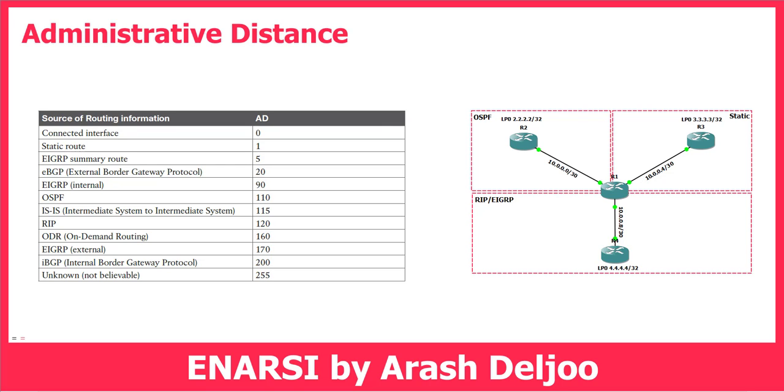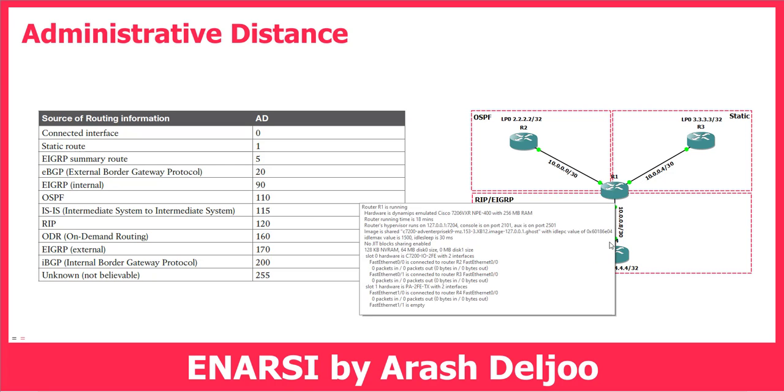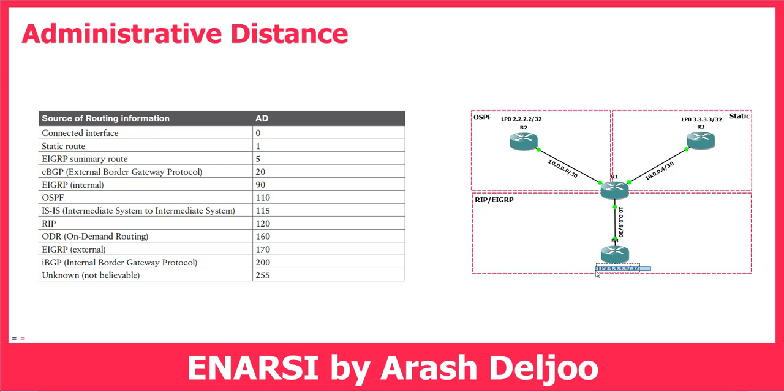For example, assume that in this scenario, in this part, we have R1 and R4, and here we have two routing protocols. The first is RIP, the second is EIGRP, and now R1 is learning the network, for example, Quad 4, from both RIP and EIGRP. Which one should be used?